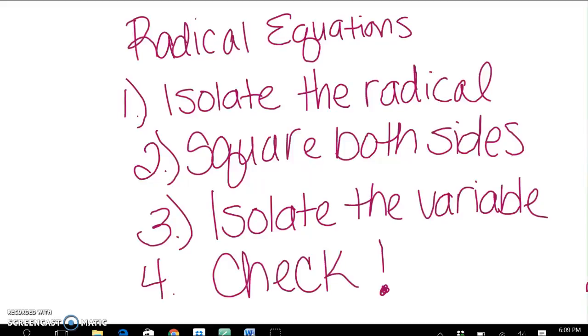It's time to solve some radical equations. All that means is it's an equation with a radical. So steps, number 1, you're going to isolate the radical. Number 2, you're going to square both sides. And number 3, isolate the variable. And most important, number 4, you're going to check your answers. And you're going to see why this is super important to really do on these.